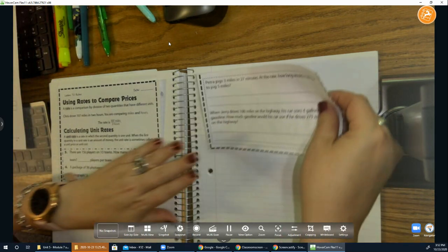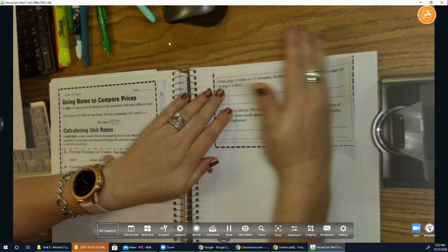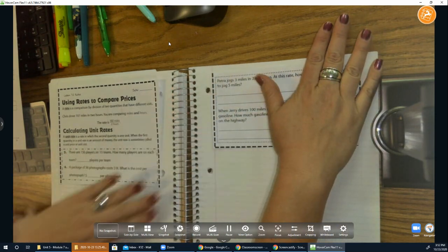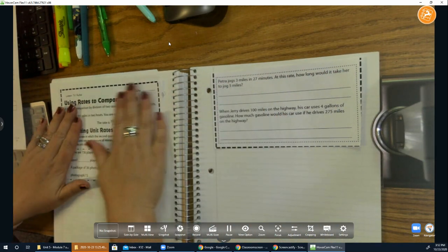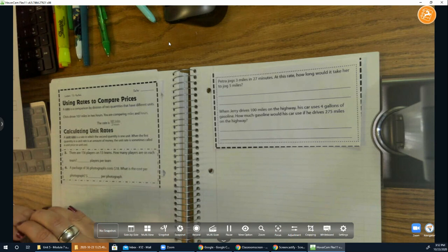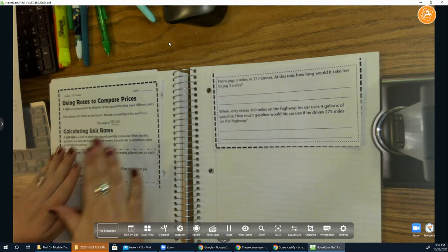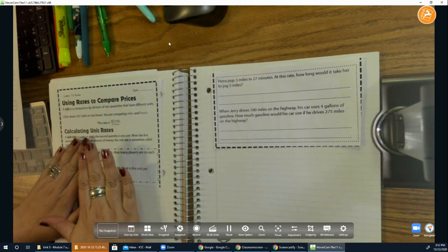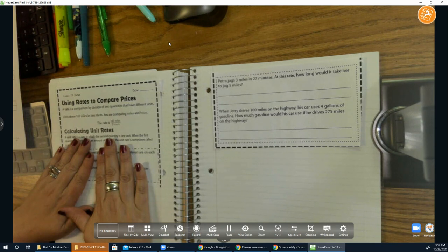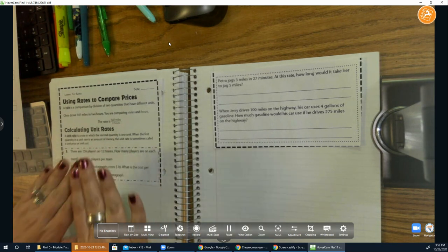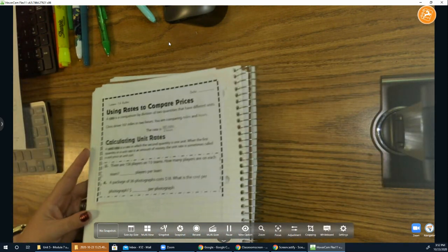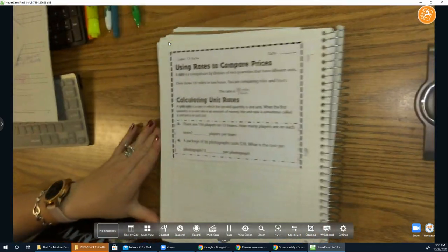Guys, rates is kind of the start of proportions, setting stuff up to figure that out in our next section, which is section 8. So this is kind of our starting building block, and we're going to build on top of it. If you have a good understanding of finding rates and ratios, the next section you are going to do awesome at. So let's look. Using rates to compare prices.